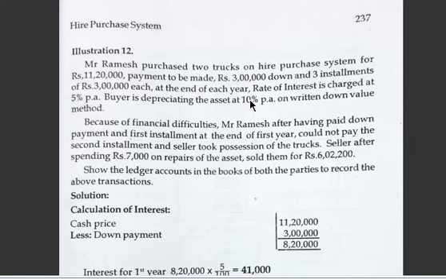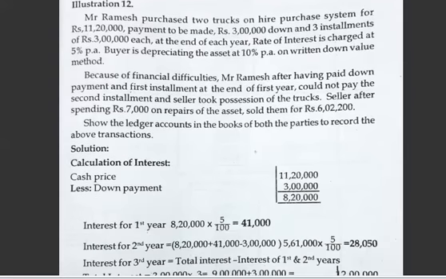The rate of interest is 5%. 8,20,000 into 5% is 41,000. Now the interest for the second year: 8,20,000 plus 41,000 minus 3 lakh, which they will pay. The installment amount includes interest, so we deduct it. That gives 5,61,000, and 5% of it is 28,050.